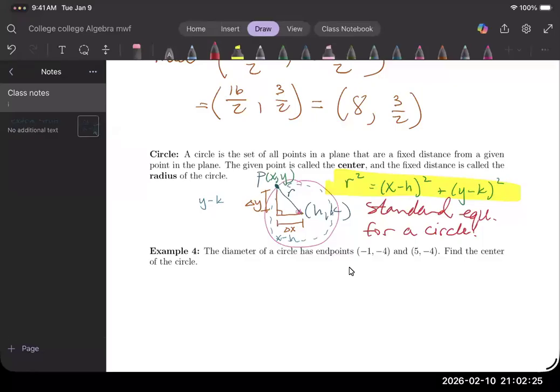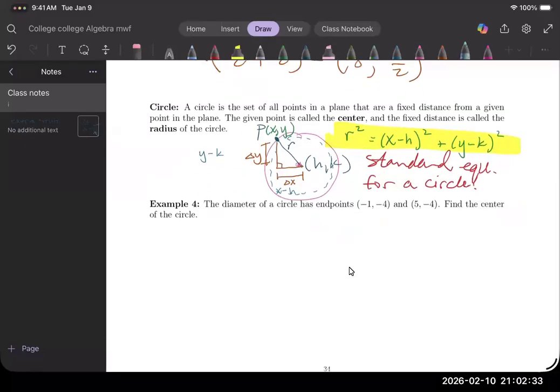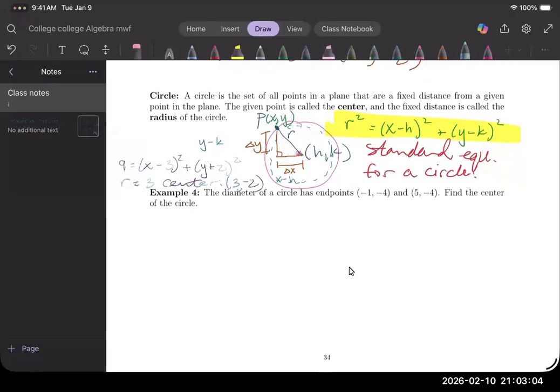One thing to note is that the standard equation says x minus h, y minus k. Say I have 9 equals x minus 3 quantity squared plus y plus 2 quantity squared. This is a radius of 3 with a center of 3 comma negative 2, because standard form says y minus k. To get y plus 2, we have to have that double negative. So keep that in mind whenever you're working with circles.